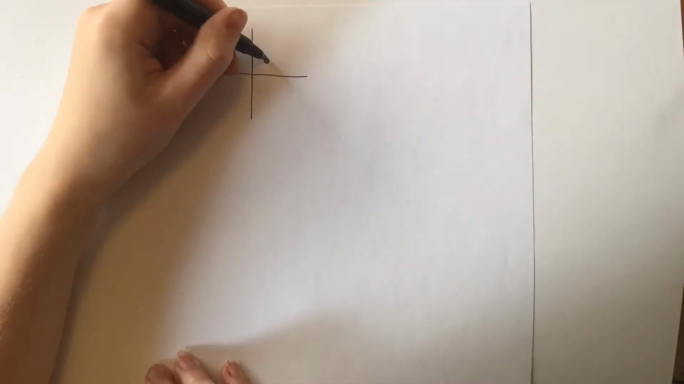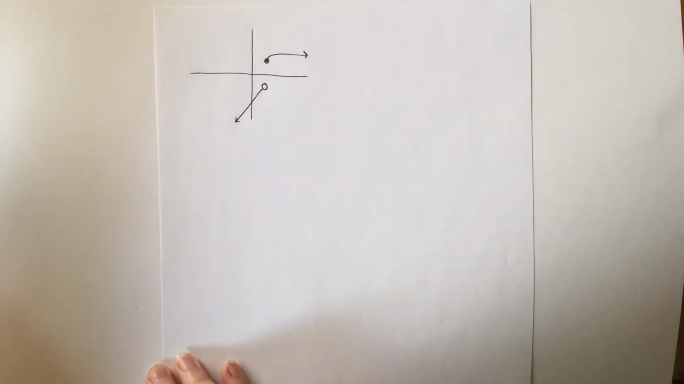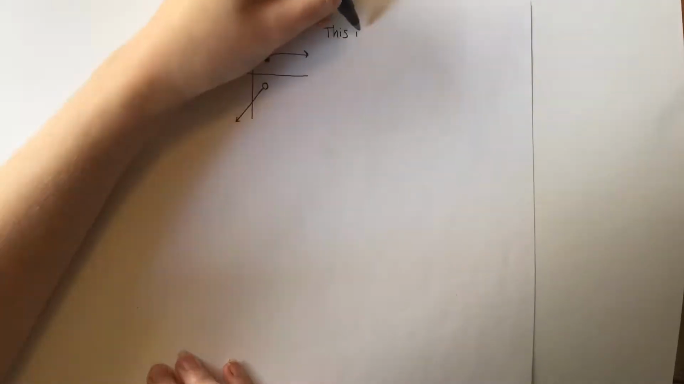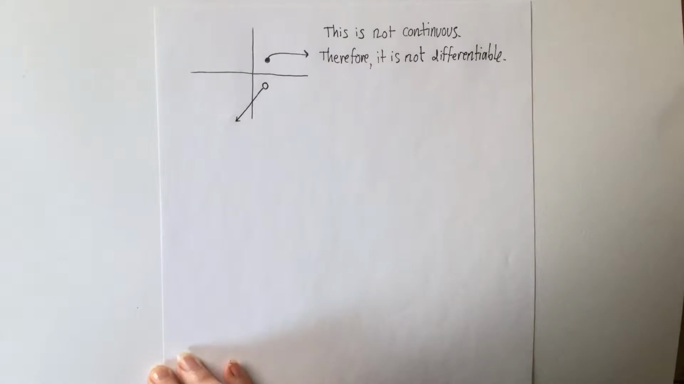This function is not continuous because this is another one of those jump discontinuities, where on the left side there's a graph with an open circle, and then going towards the right side is a graph with a closed circle, and that doesn't work. It's not continuous, so it's pretty easy. Since it's not continuous, we know that it is definitely not differentiable.